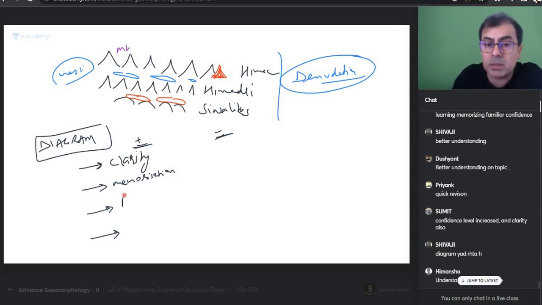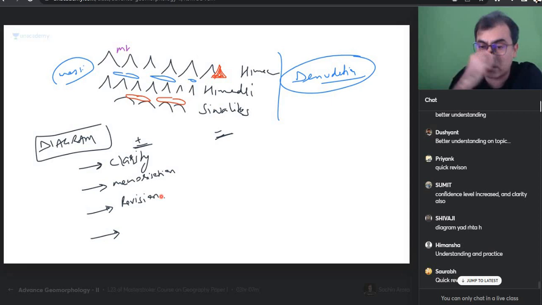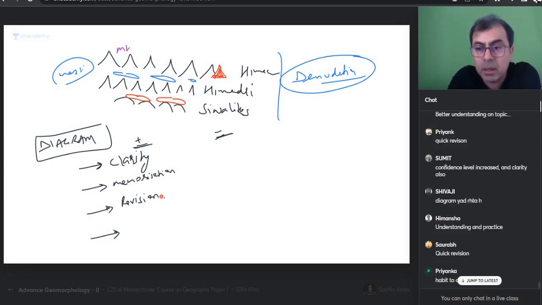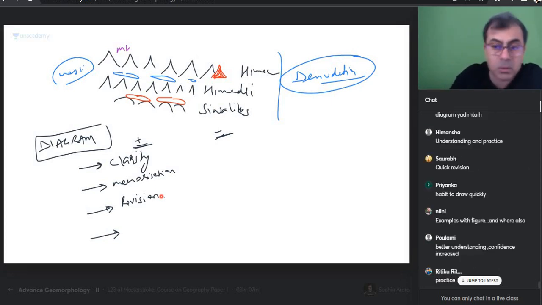Priyank says it can be a good revision tool, sir. When I want to do that topic, I know that these are the things. Shivaji says diagram also yaad rehta hai. Himanshu says understanding habit. Okay, very good, Priyank. I'm developing a muscle. Habit ho jata hai.